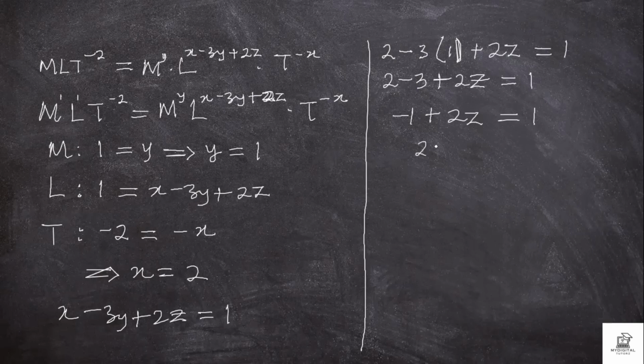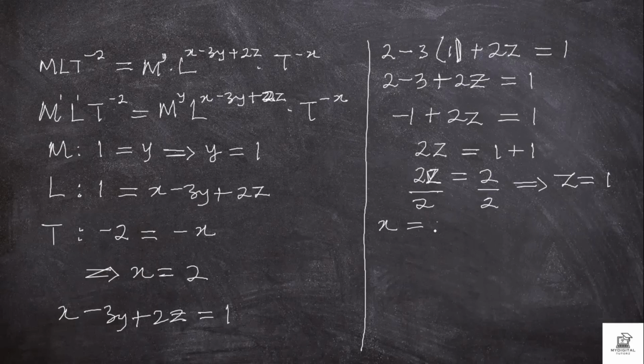So from here, I can have 2z equal to 1 plus 1, the minus 1 crossing the equality sign changes to plus. So I have 2z is equal to 2. Divide both sides by 2, which implies that z is equal to 1. So the value of x is equal to 2, the value of y is equal to 1, and the value of z is equal to 1. So this is what the question says we should find.